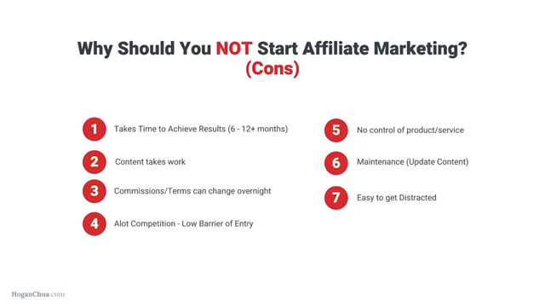So number 3, commissions and terms can change overnight. A few months ago, Amazon actually changed the terms, so the commission rate was cut in half or severely reduced. It's really important to understand that when you're joining an affiliate program, the company can change the terms overnight, right? So that's why you want to be very selective with the types of products and affiliate programs that you sign up with. And once you become successful with it, you should start promoting more products as well to mitigate that risk, okay?